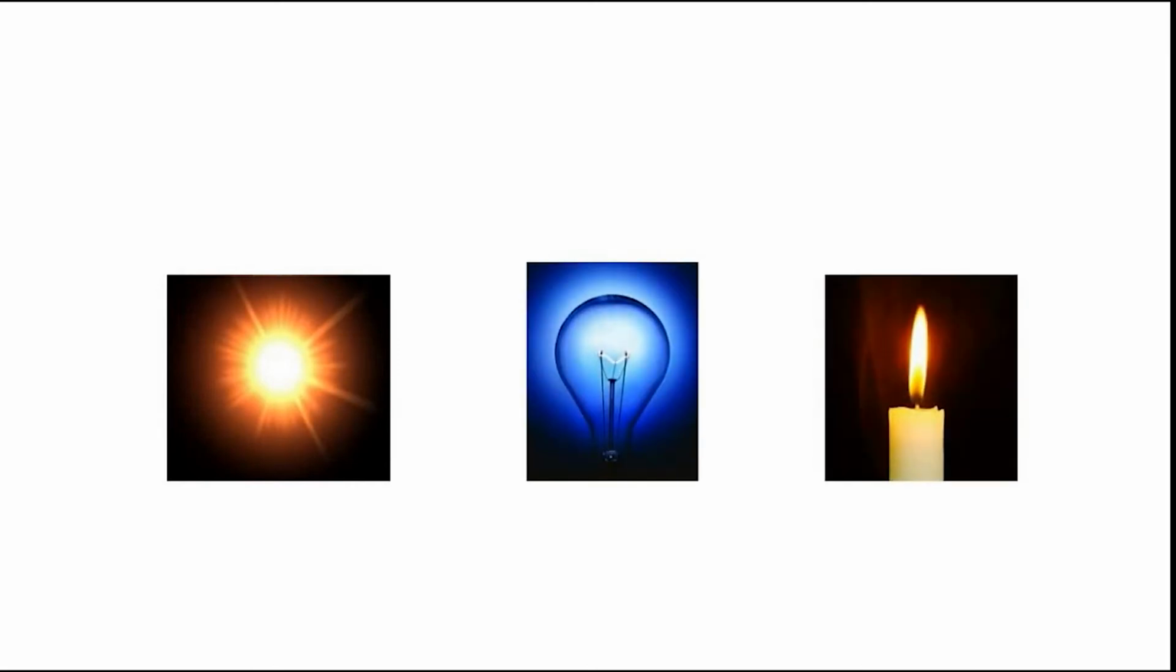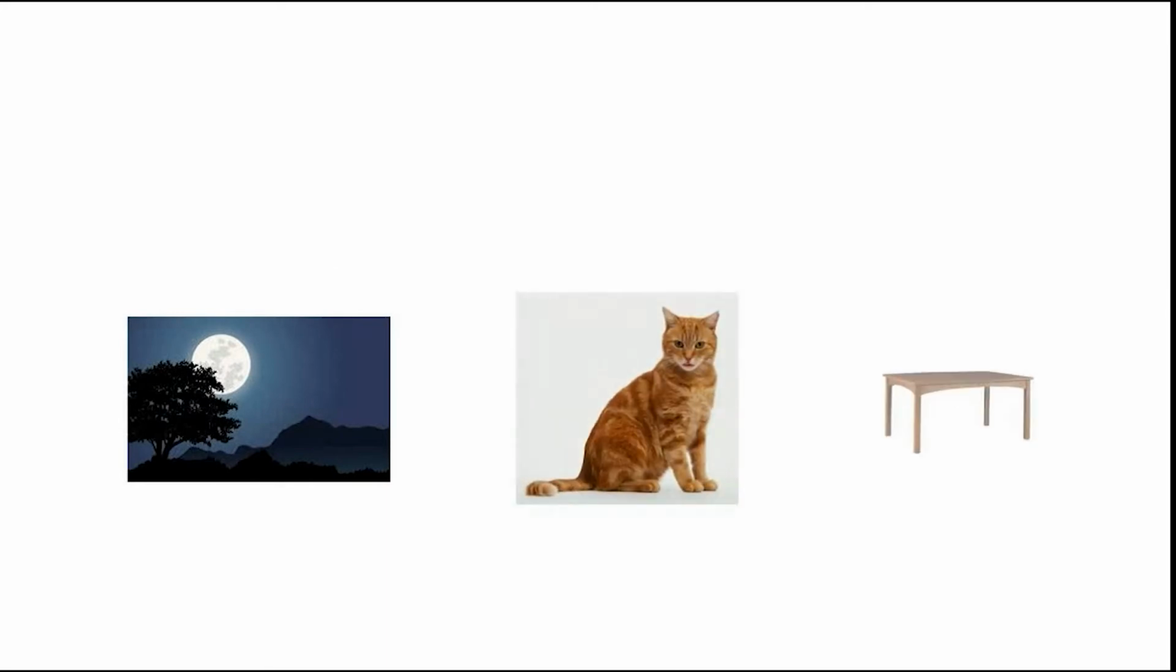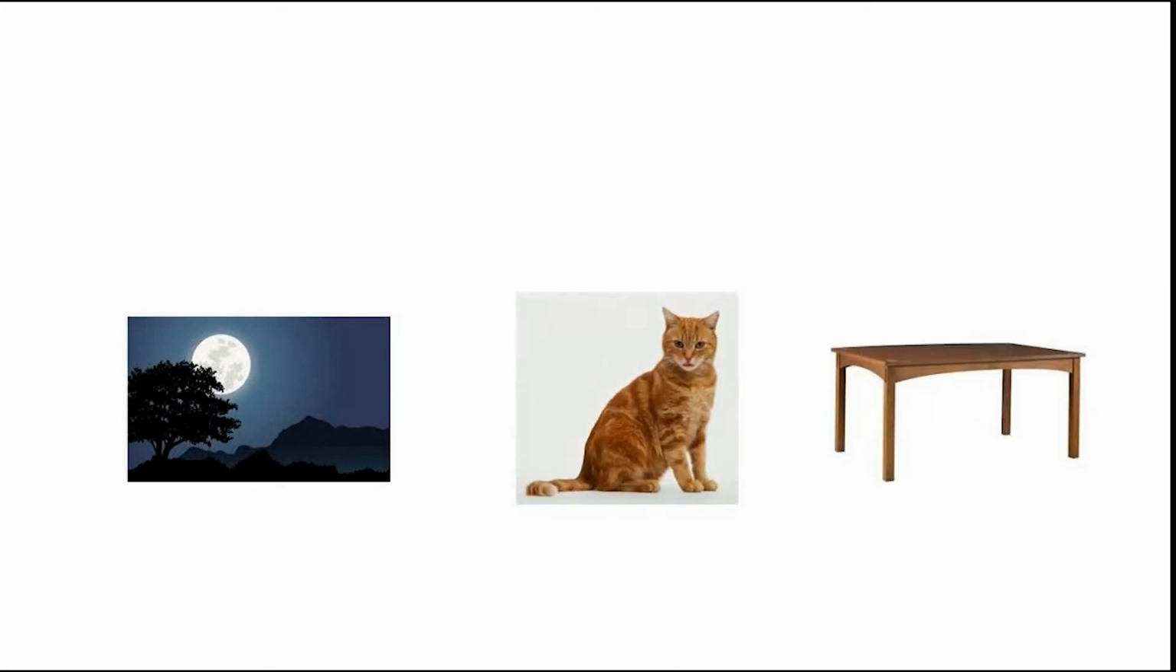Now look at these pictures. Do they emit light? Yes, the objects in these pictures emit light. For this, they are called luminous objects. Now, look at these pictures. Do they emit light? No, they do not emit light. For this, they are called non-luminous objects.